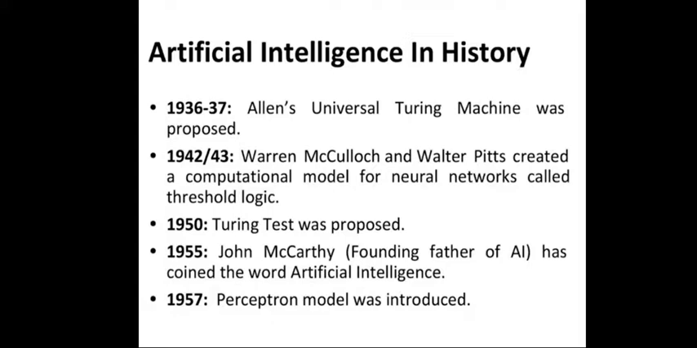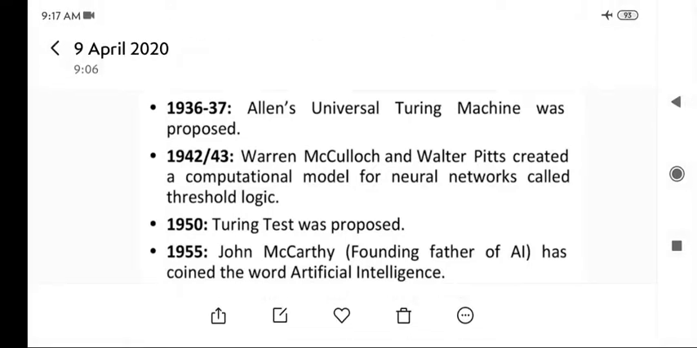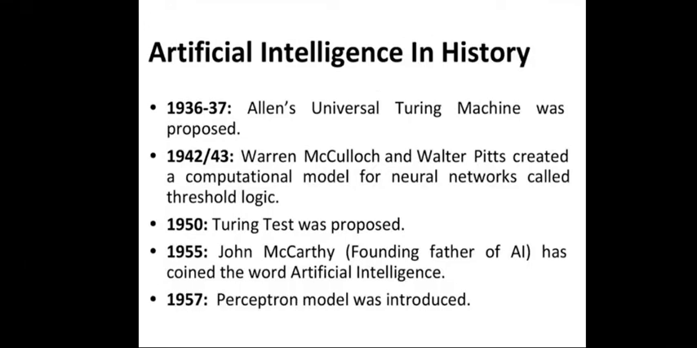In 1942-43, Warren McCulloch and Walter Pitts created a computational model for neural networks, also called threshold logic. This was the time when artificial neural networks started. It was basically a proposition of the ANN model, based on the biological neuron. Then in 1950, the Turing test was performed.